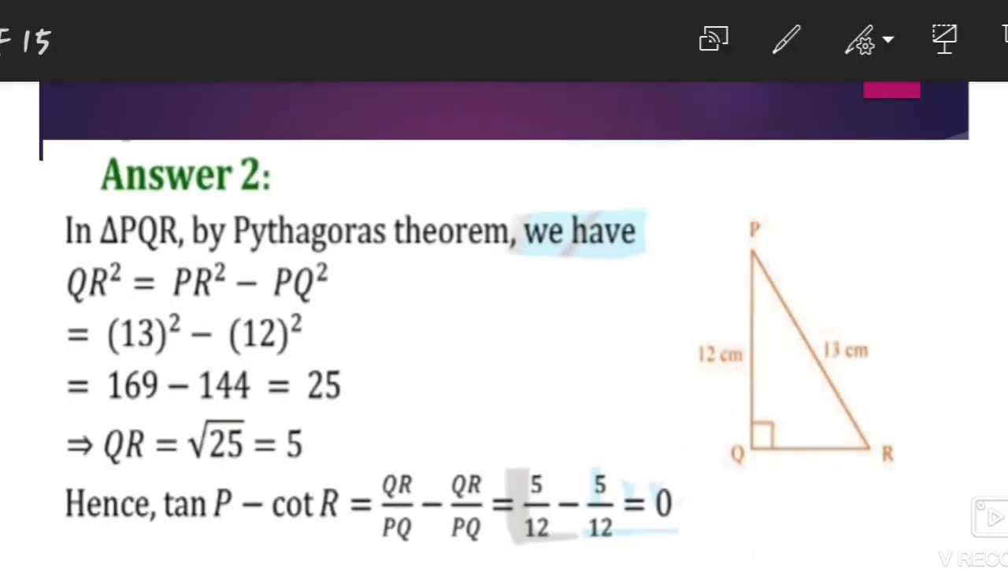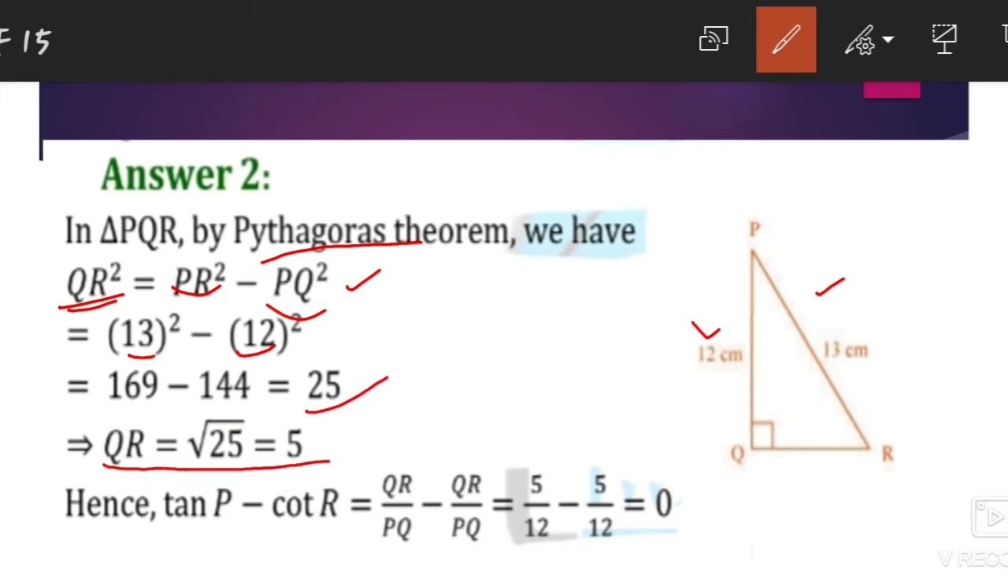Okay. So if you use Pythagoras theorem, this base square will be hypotenuse square minus perpendicular square, that is QR square is equal to PR square minus PQ square. Put the value of PR and PQ, it will be 13 square minus 12 square, that is QR square is equal to 25, that means QR is equal to 5. So you got this base value as 5 centimeter.